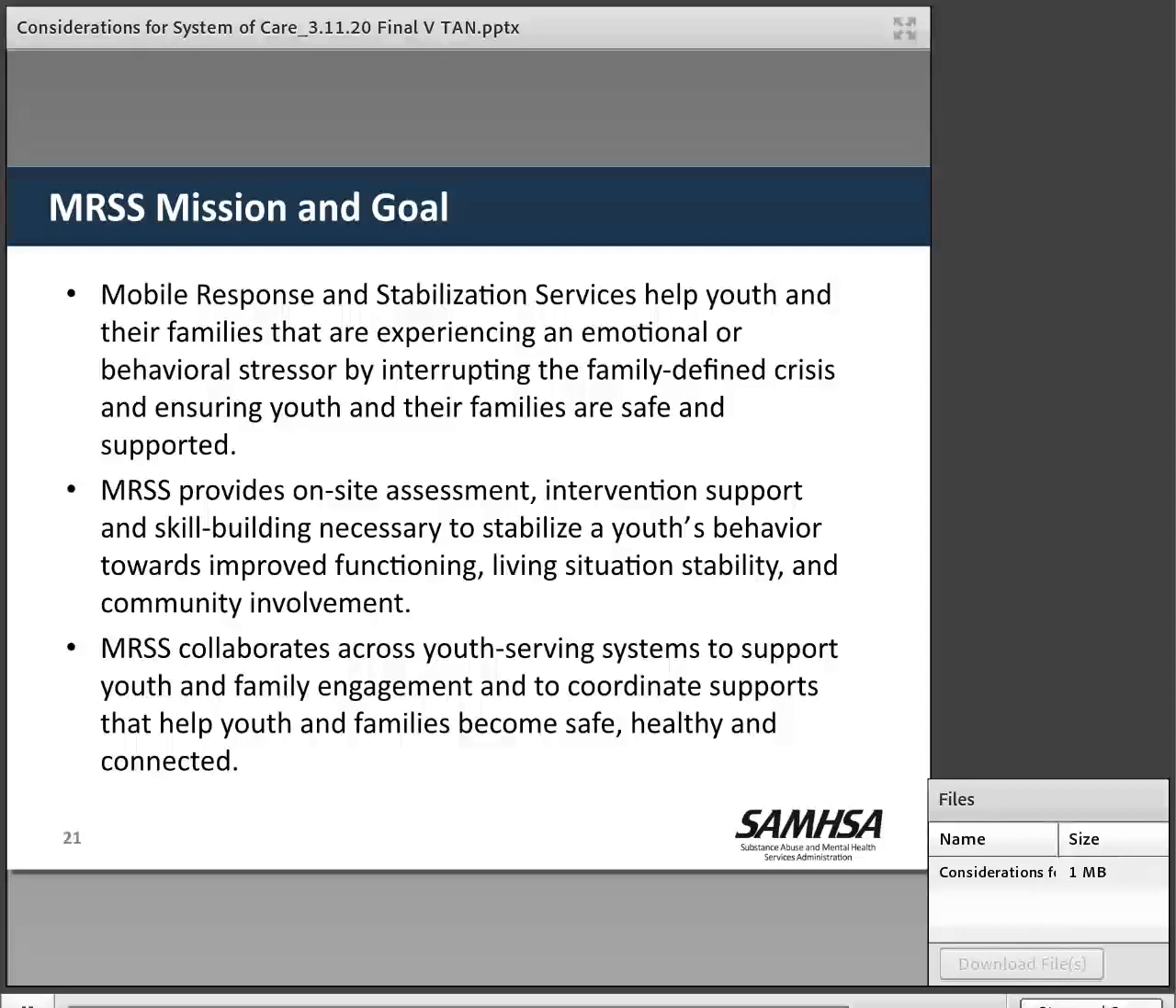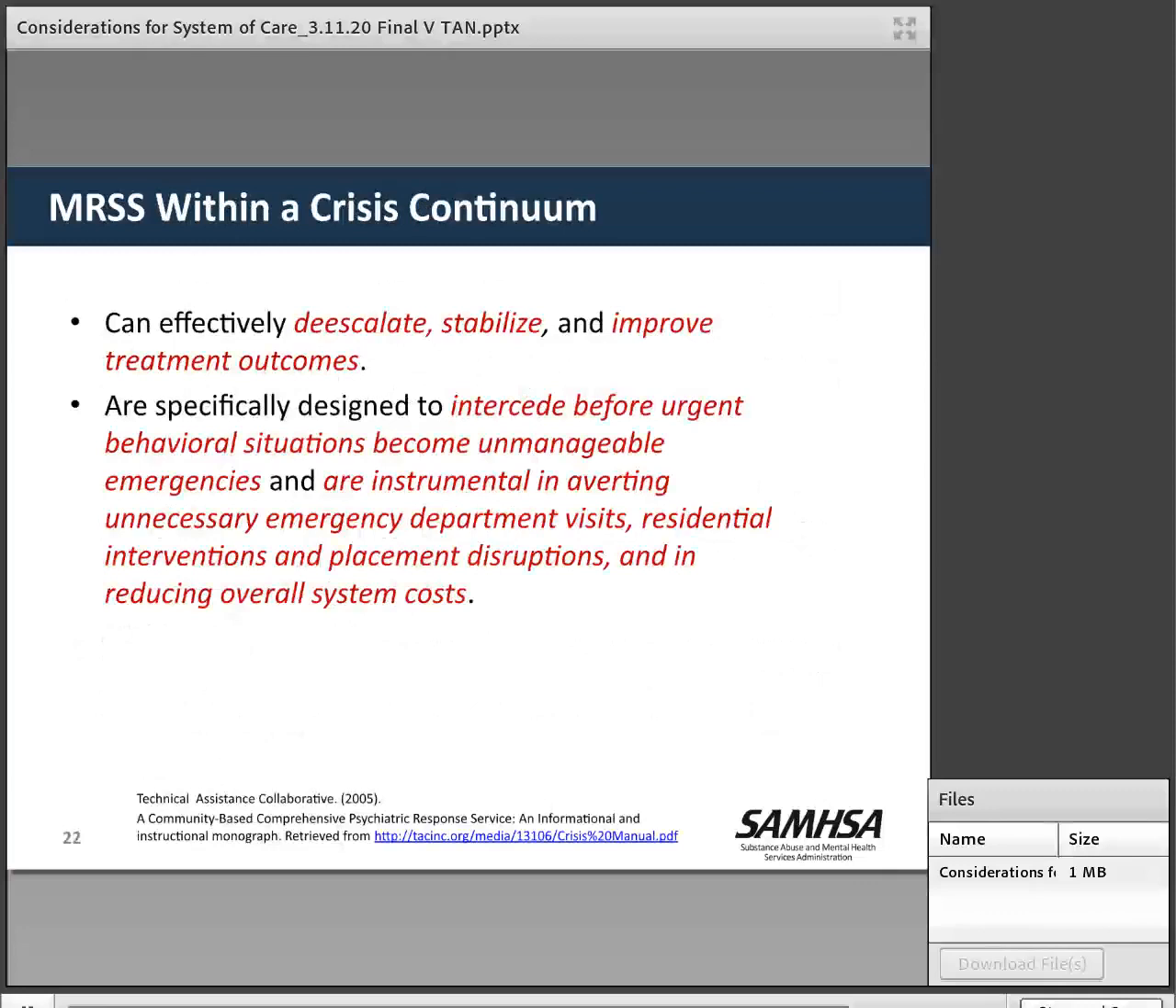As an example, reconnecting a youth who might have gotten kicked off of an activity like football, or got suspended from the ability to engage in their favorite activity. And mobile response has the capacity to go in and figure out what happened, and help those youth reconnect to what's important.